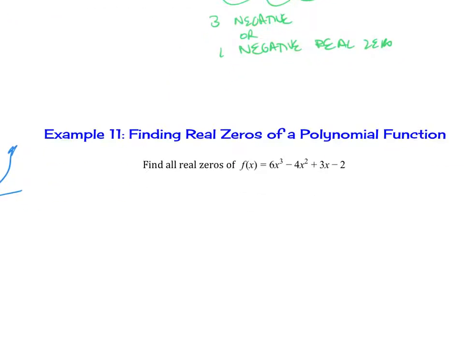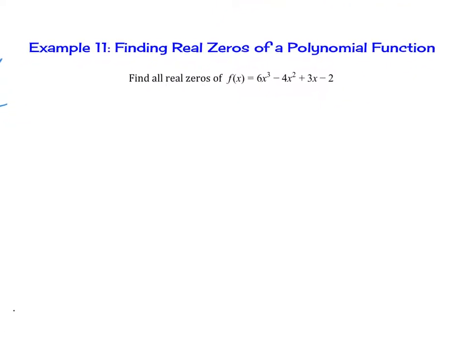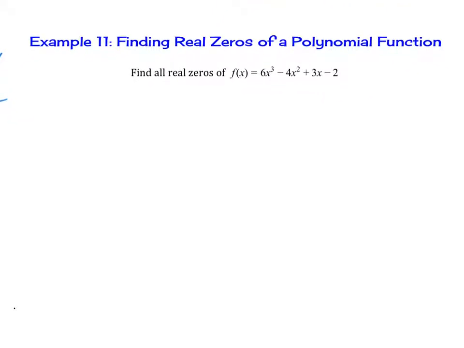So next we're going to use this in order to solve for all real zeros of this next function. So number 1, you have to list the possible zeros with our rational root theorem. And then number 2, you're going to do Descartes' rule of signs. And then you're going to have to test, and then finish it out.